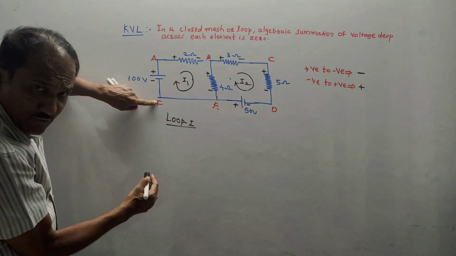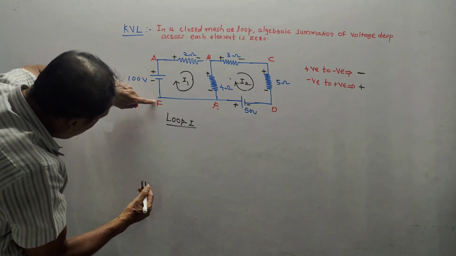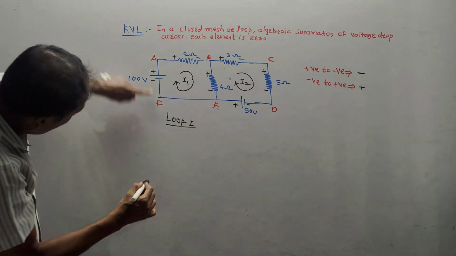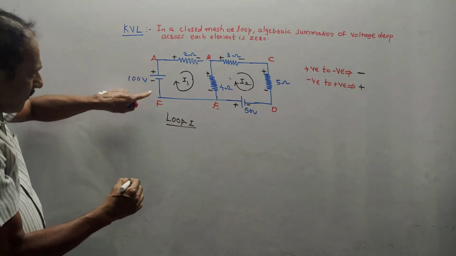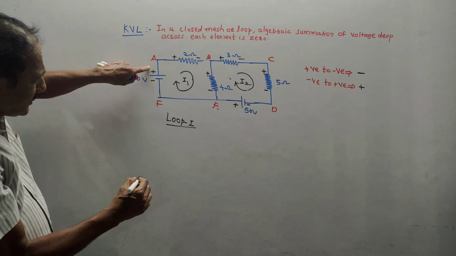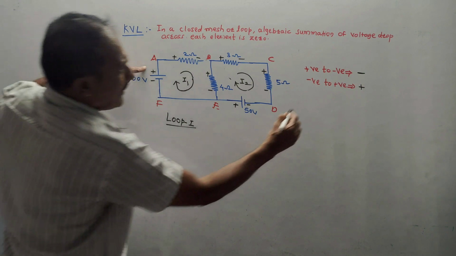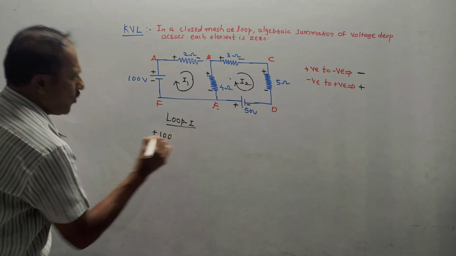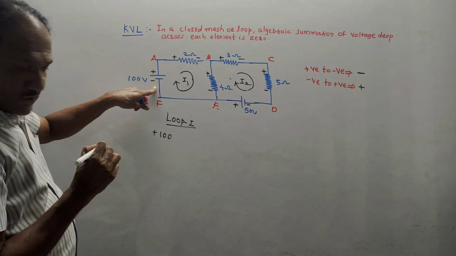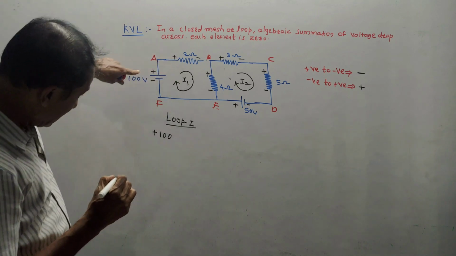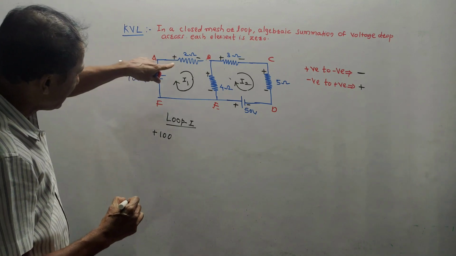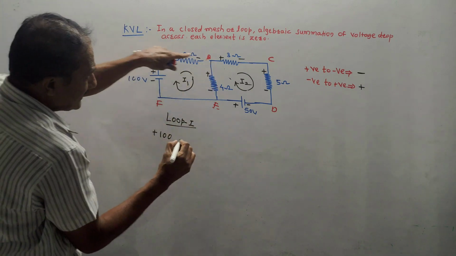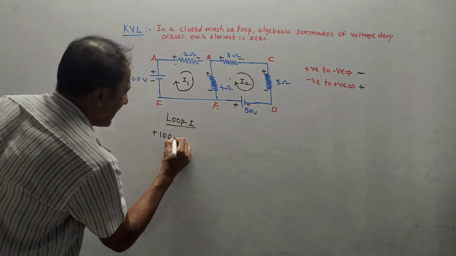So if you start from point F, you will have to move from F to A because the loop current is like this. You cannot move from F to E. You will have to go from F to A. Now from F to A, I am moving from minus to plus. So minus to plus is plus sign. So the first part I will write as 100. This was the voltage, so I directly wrote the value. Second, this is the resistance. Look at the signs, plus minus. I will have to move like this only. Plus to minus is minus sign, give minus sign.